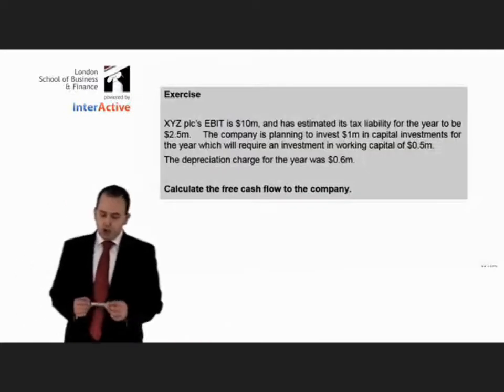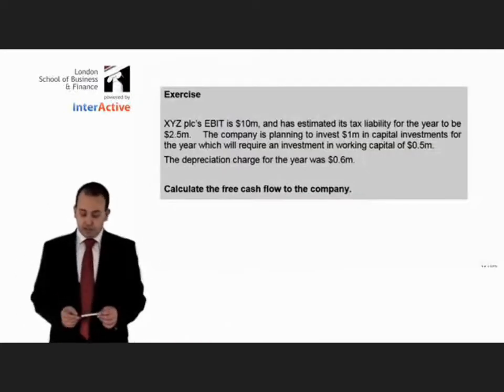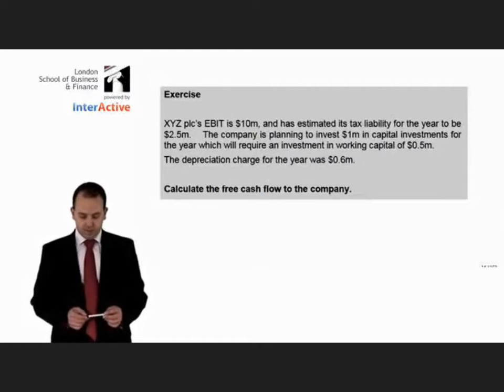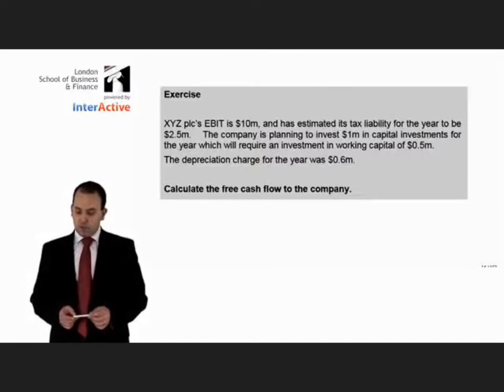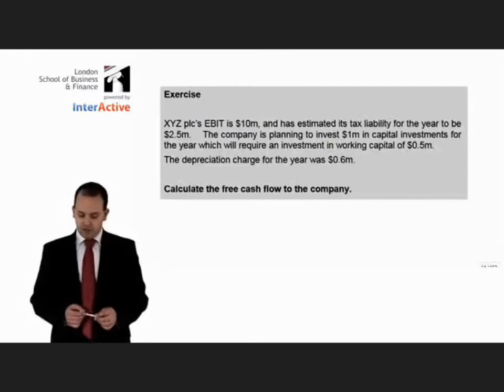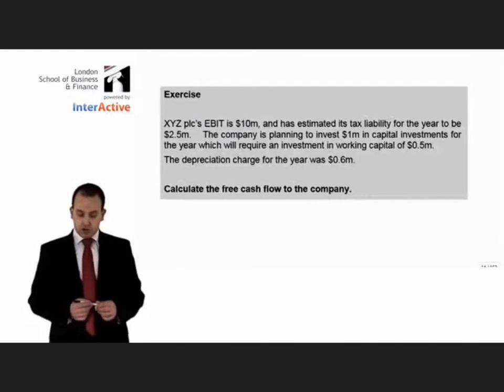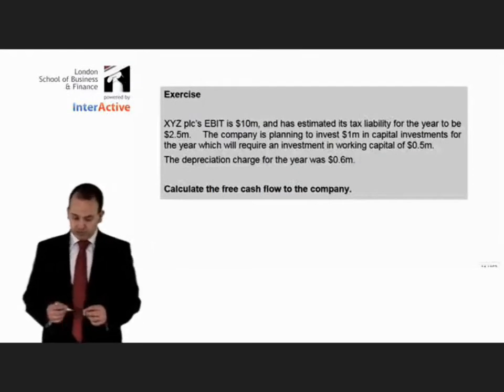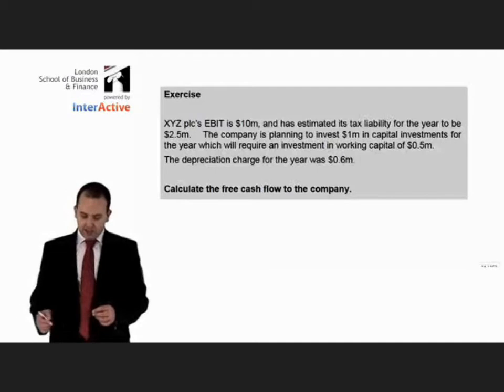So to see how this works with some basic figures, let's look at this nice simple example. XYZ PLC's earnings before interest and tax is $10 million and has estimated its tax liability for the year to be $2.5 million. The company is planning to invest $1 million in capital investments for the year, which will require an investment in working capital of $500,000. The depreciation charge for the year was $0.6 million. Calculate the free cash flow to the company.